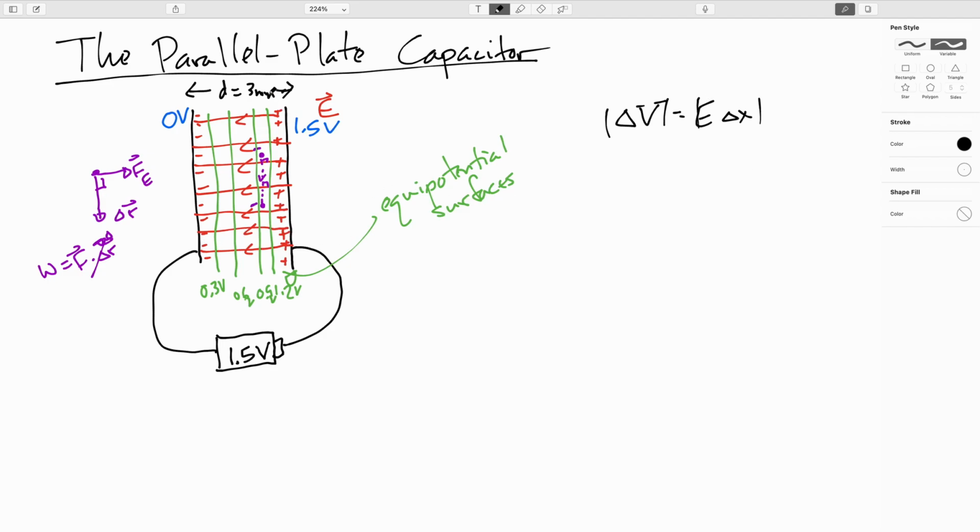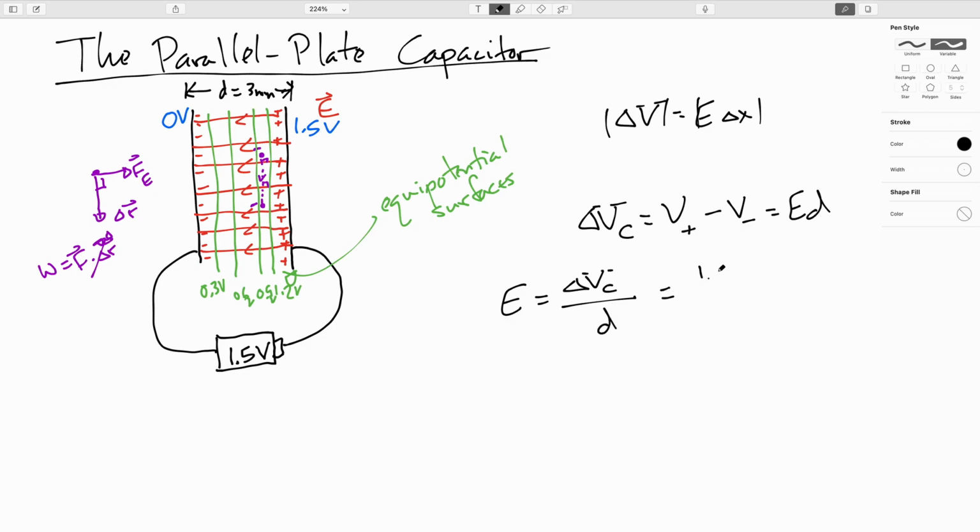We can do the same thing here just with the entire capacitor. So we can say that the difference in voltage across the capacitor, so the voltage of the positive plate minus the voltage of the negative plate, would be equal to the electric field strength times the spacing of the capacitor plates. So we would get that the electric field strength would be the difference in voltage across the capacitor over the separation. Well, here it was maintained at 1.5 volts by the battery, and we said the separation was 3 millimeters, so 0.003 meters, for a 500 volt per meter, or if you prefer 500 newton per coulomb, electric field strength.